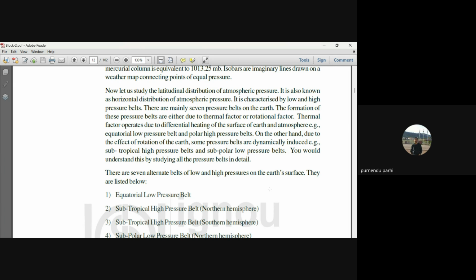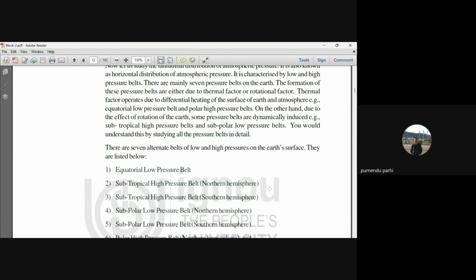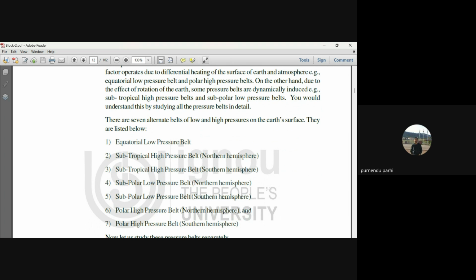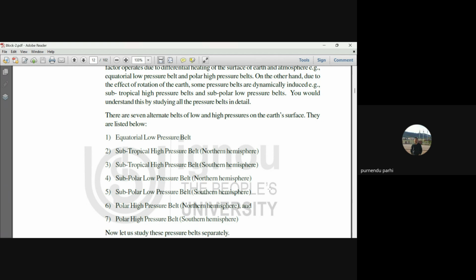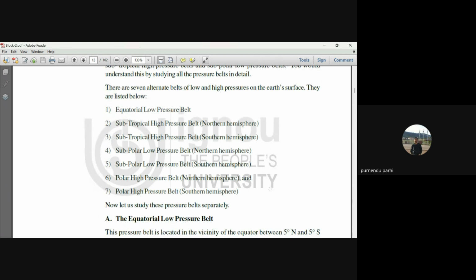There are seven alternate belts of low and high pressure on the Earth's surface. They are listed below: equatorial low pressure belt, subtropical high pressure belt for northern hemisphere, subtropical high pressure belt for southern hemisphere, subpolar low pressure belt for northern hemisphere, subpolar low pressure belt for southern hemisphere, polar high pressure belt northern hemisphere, and polar high pressure belt southern hemisphere.